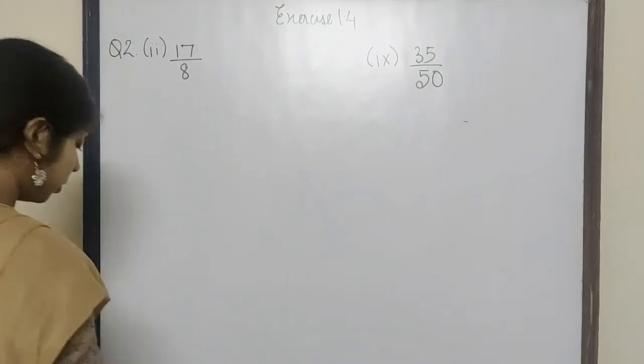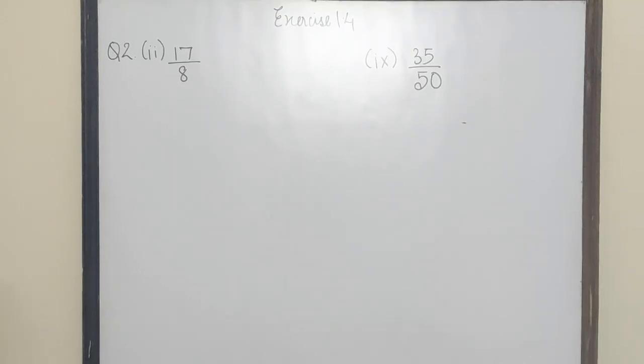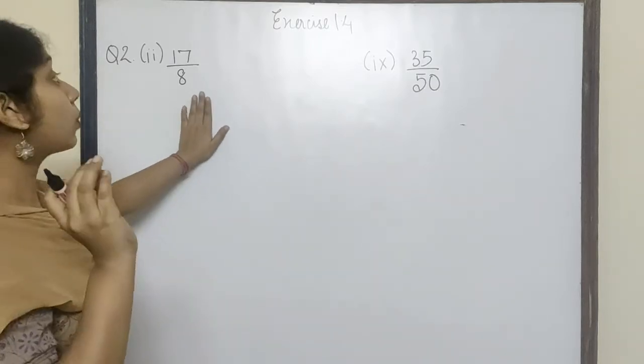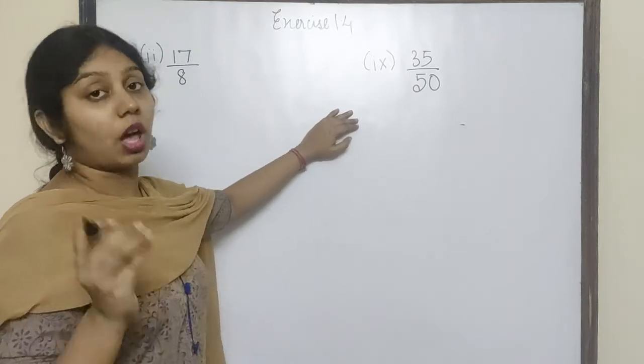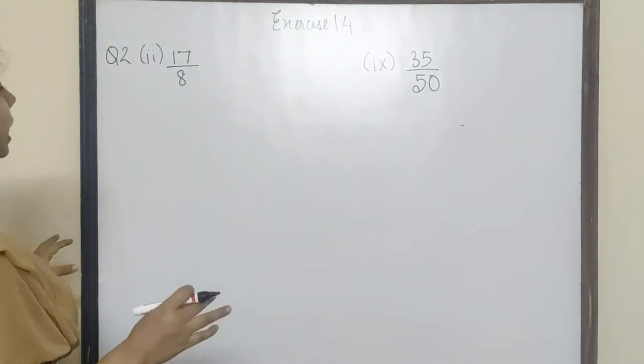Now, question number 2 is saying that whatever terminating numbers we have got in question number 1, we have to write down the decimal expansion of those rational numbers. So over here, in question number 1, the second and the ninth part are terminating. Others you have to solve on your own, and I'm sure that you will be able to do it. It's not anything hard.